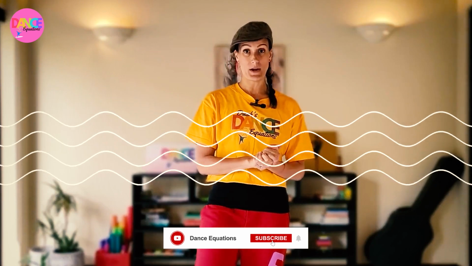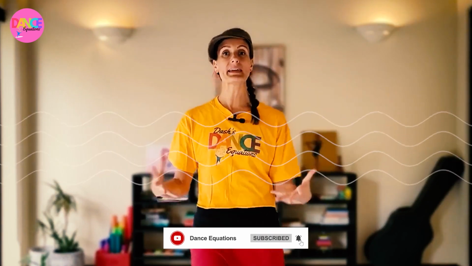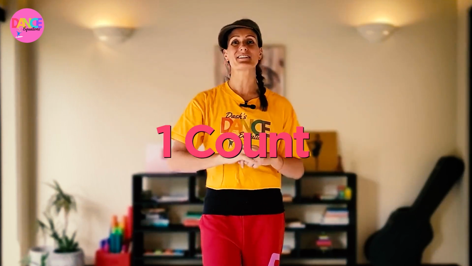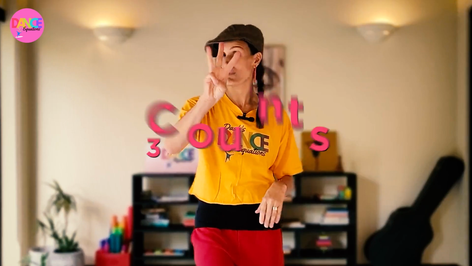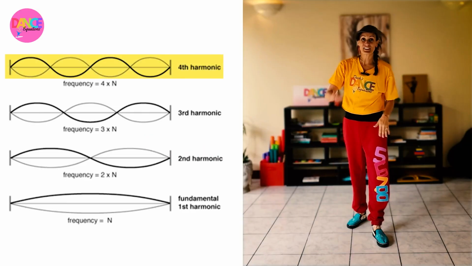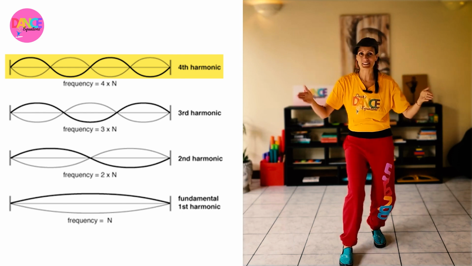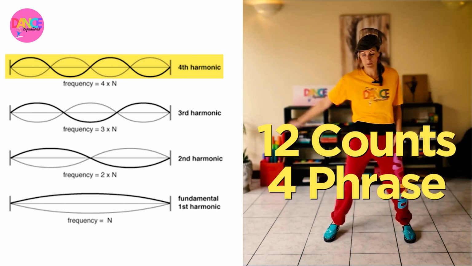Our last variation will represent the 4th harmonic. I will need to repeat the phrase 4 times within 12 counts, making each step only 1 count and each phrase 3 counts. Great, now let's have a look at the 4th. We need to fit in our phrase 4 times within the 12 count structure.